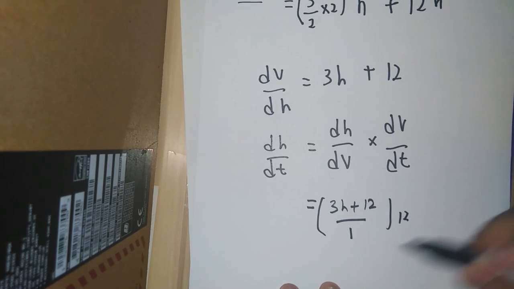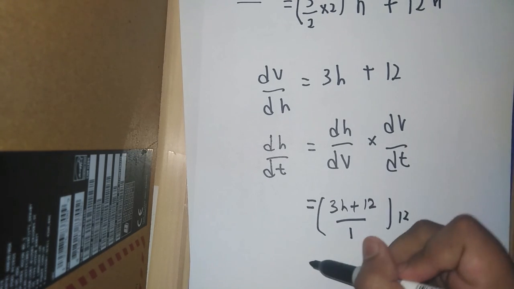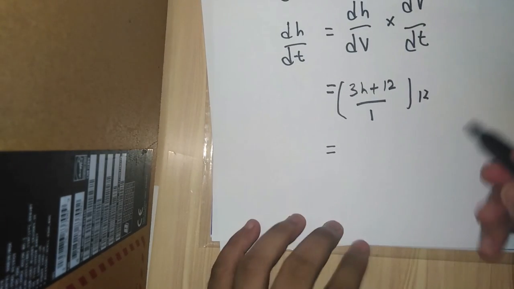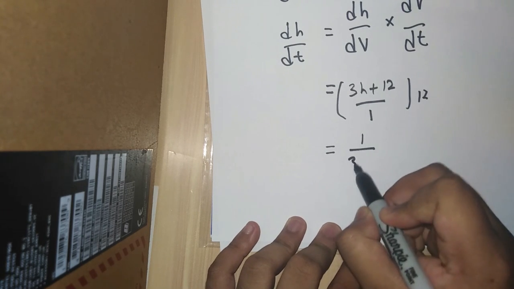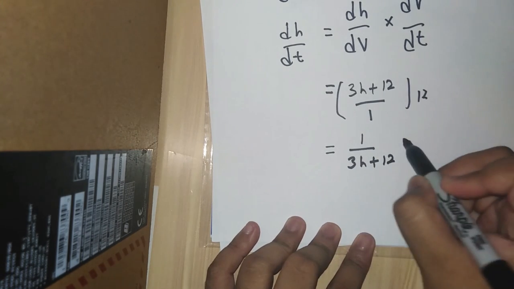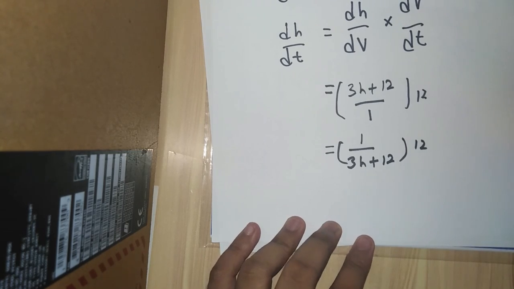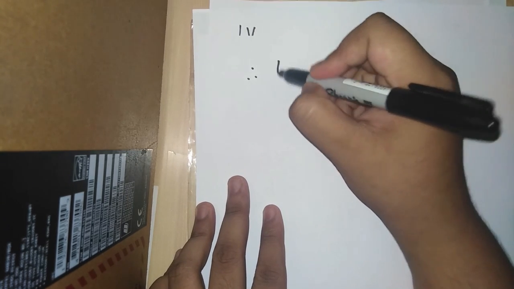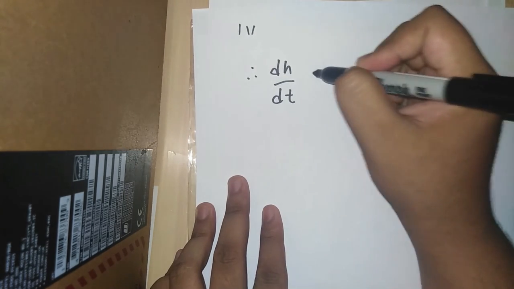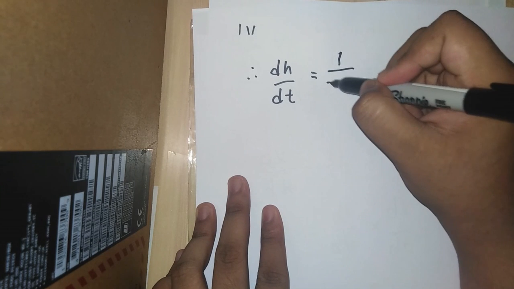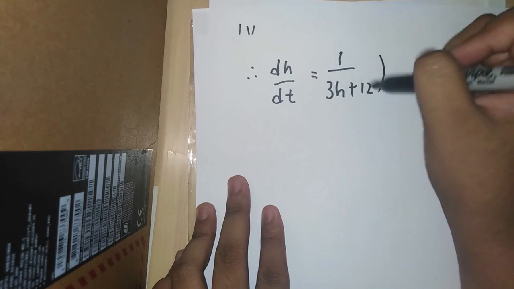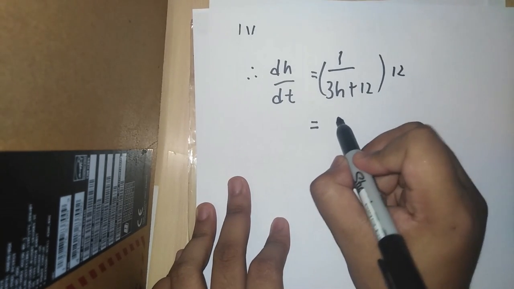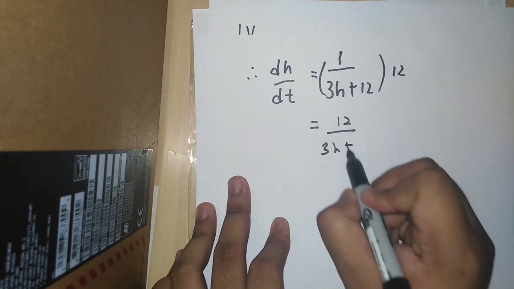Times 12. So when we turn up this equation, we will get 1 over 3h plus 12 times 12, and then we simply get dh over dt equal to 1 over 3h plus 12 times 12, and when we multiply it, we get 12 over 3h plus 12.